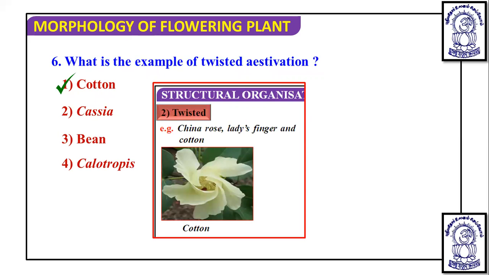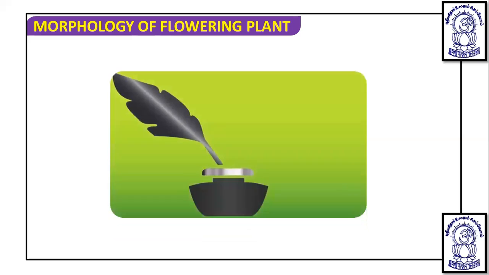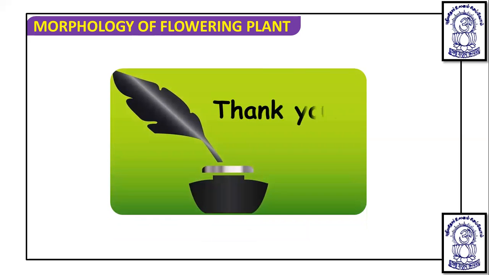Okay, so this is about the corolla in complete detail. In today's lecture, we have covered the calyx and corolla in detail. In the next lecture, we will talk about the other two essential floral parts, that is androecium and gynoecium. Till then, thank you everyone.